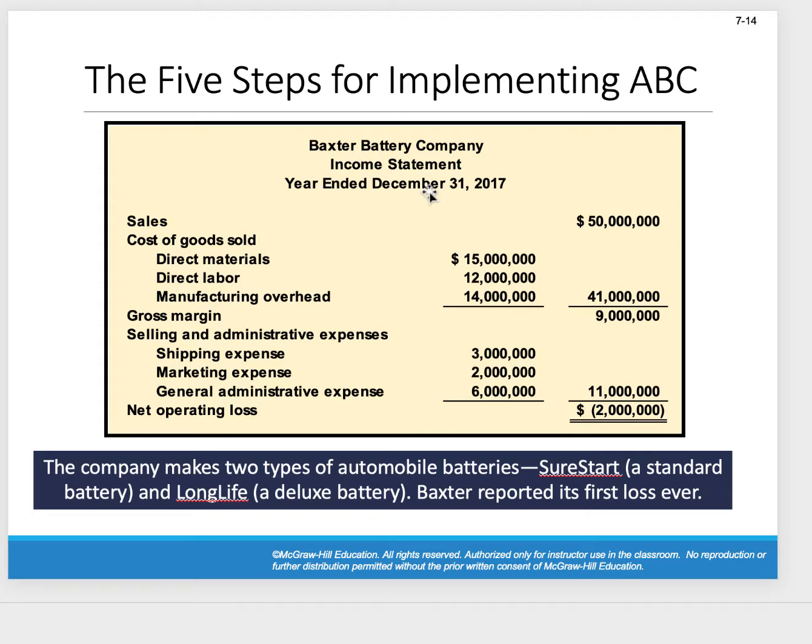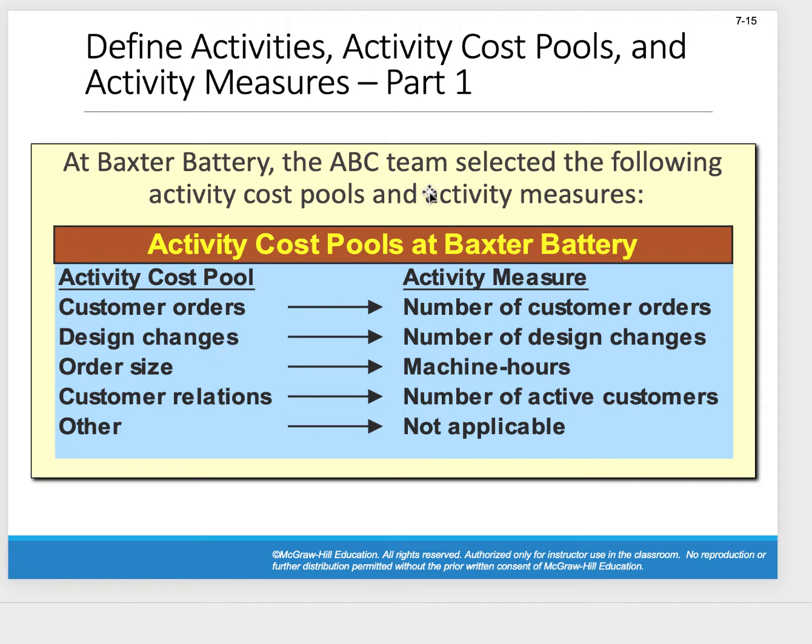Obviously they're $2 million in the hole, and John and Tom and Susan start talking about what the deal is, why are we losing money? And then I think it was Mary who says, hey, let's do an activity-based costing system. Great. So step one again is to define the activities, the activity cost pools, and what we should measure.